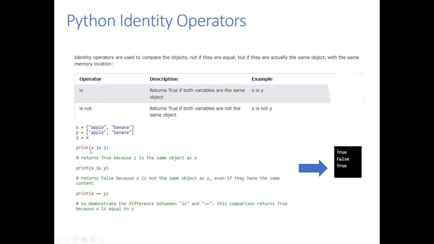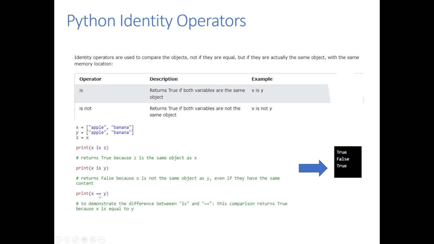So print x is z. So this returns true. So this is the output because z and x are the same object. Print x is y. This returns false because x is not the same object as y. They have equal values, but these are not the same object. So this gives us false.